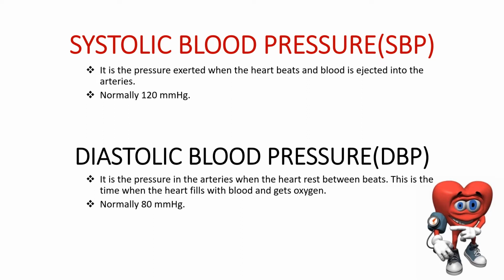The systolic blood pressure is the pressure exerted when the heart beats and the blood is ejected into the arteries, while the diastolic blood pressure is the pressure in the arteries when the heart rests between the beats. This is the time when the heart fills with blood and gets its oxygen. This is normally 80 mm of mercury, while the systolic blood pressure is normally 120 mm of mercury. Blood pressure measurement is written as a fraction, where systolic blood pressure is the top number, which is normally 120 mm of mercury, and the diastolic blood pressure is the bottom number, which is normally 80 mm of mercury.